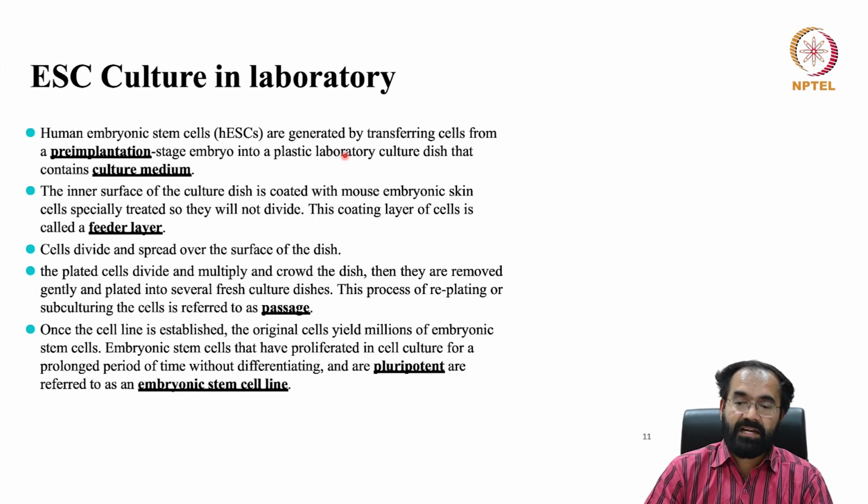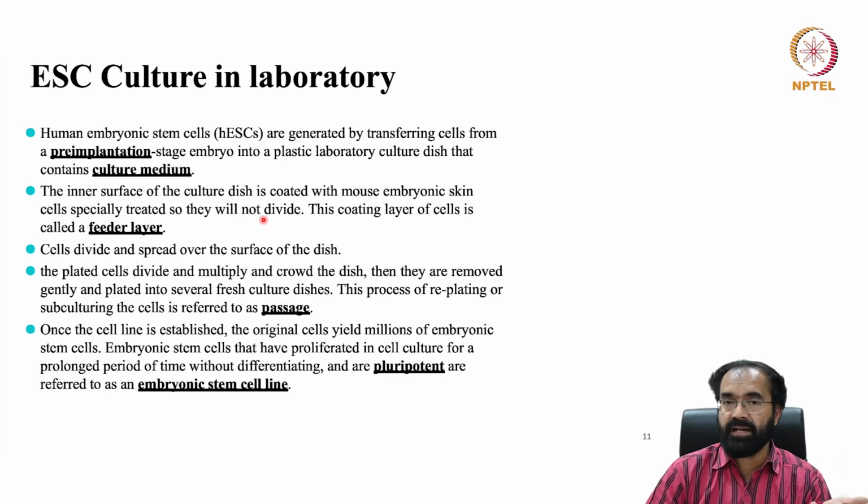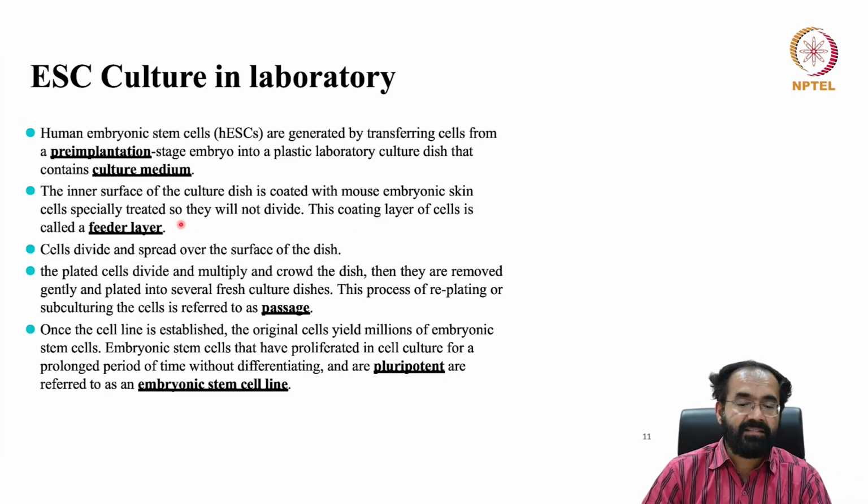Human embryonic stem cells are generated by transferring stem cells from the pre-implantation stage embryo. Pre-implantation means before it is getting attached onto the uterine wall or endometrium. They are transferred into a plastic laboratory culture dish that contains a sufficient quantity of culture medium. The inner surface of the culture dish is coated with mouse embryonic skin cells, specially treated so that they will not divide. They will just survive. They produce the nutrition, or secrete growth factors, for the stem cells to thrive. This coating layer of cells is called the feeder layer. On top of that, you can grow the stem cells.